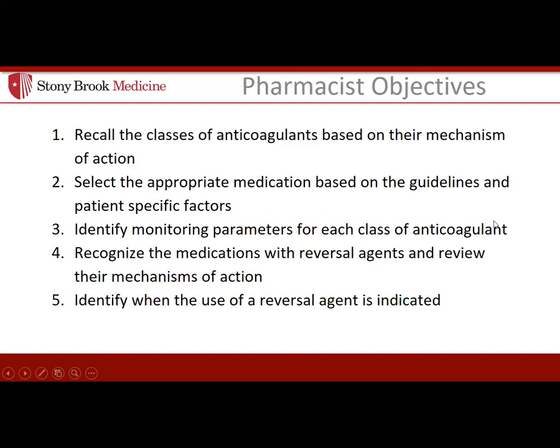So our objectives for today are to recall the classes of anticoagulants based on their mechanism of action, to select the appropriate medication based on the guidelines and patient-specific factors, to identify monitoring parameters for each class of anticoagulant, to recognize the medications with reversal agents and review their mechanism of action, and then to identify when the use of a reversal agent is indicated.